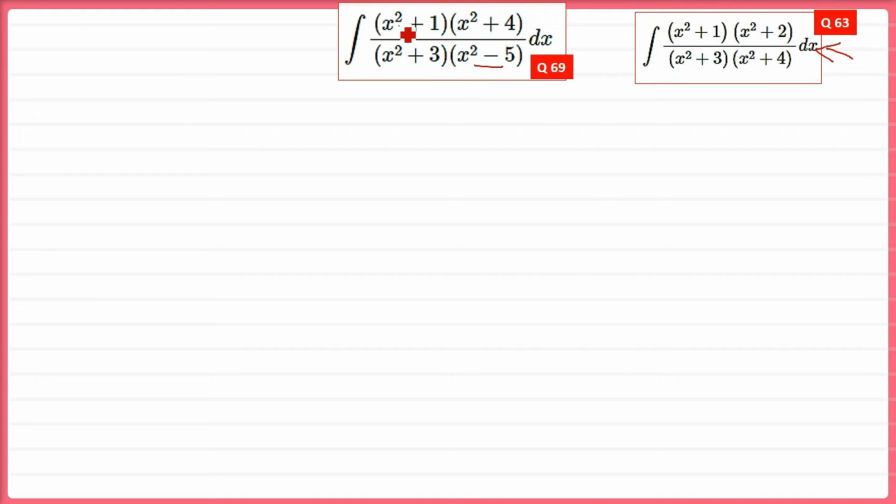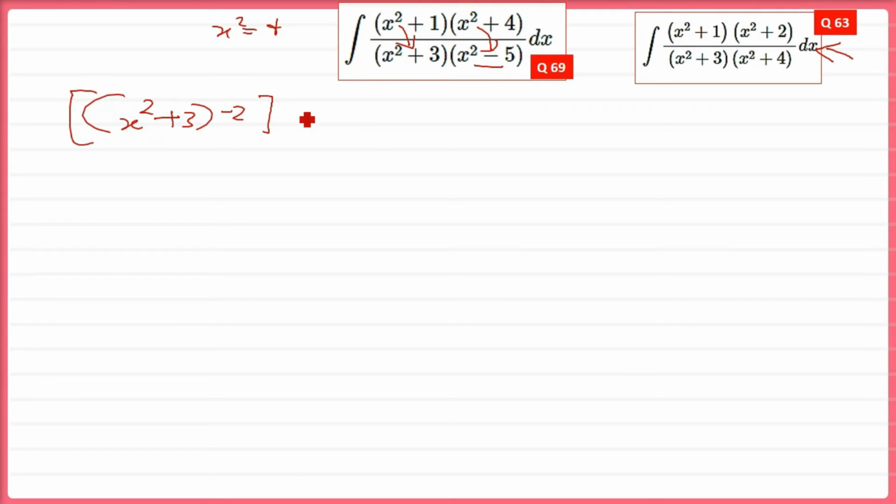But if you want to do it the way I am telling you, this x square plus 1 and x square plus 4 will be represented in the form of x square plus 3 and x square minus 5. So what I am trying to suggest here is that x square can be placed as t. Even if you place x square equals t, the numerator and denominator orders are the same, x raised 4. So you ought to divide them. That is the main key of division, which we have learned in question number 63 also.